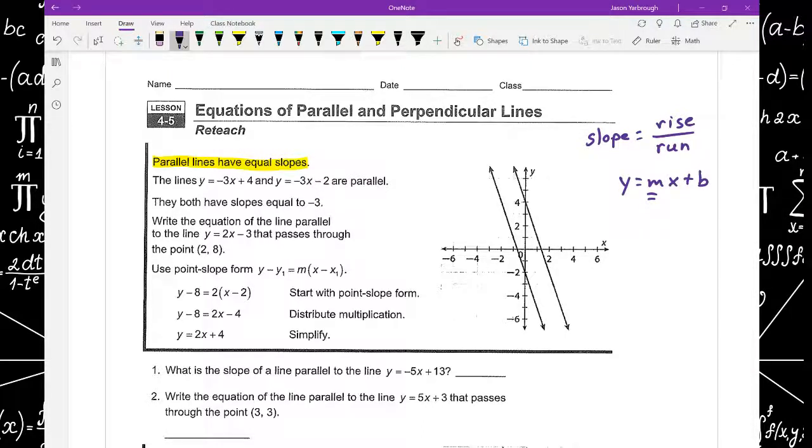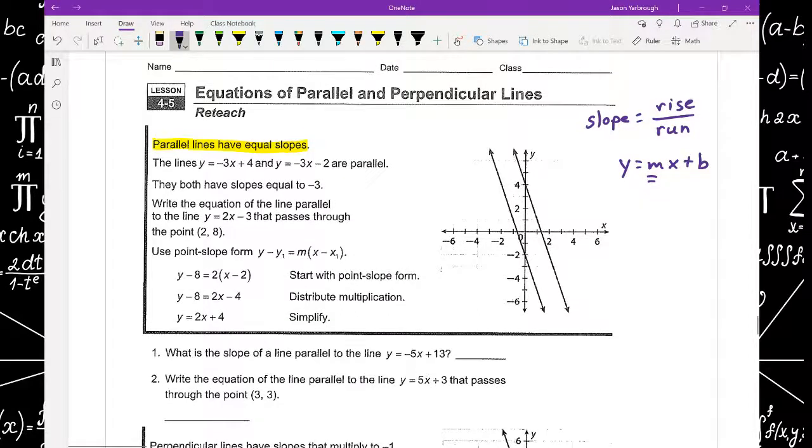Notice in the next line here they have the lines negative 3x plus 4 and negative 3x minus 2 are parallel. The reason being is they both have slopes of negative 3. The other thing about them being parallel is they have to have different y-intercepts. If the y-intercept's the same, they would actually be the same line, which is called coinciding. So in order to prove lines parallel, they have to have different y-intercepts but the same slope.